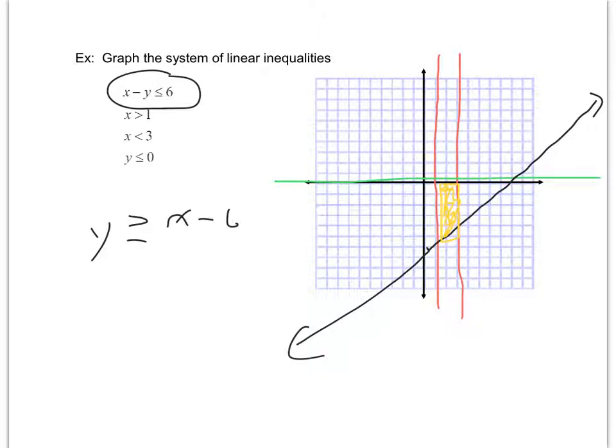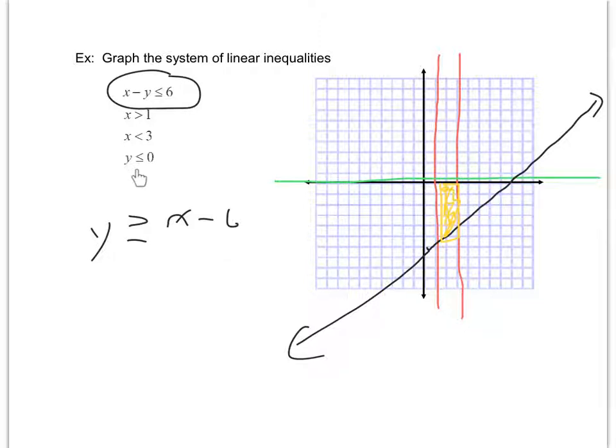X is greater than 1, so yes, this red line should be dotted. That's a dotted red line, and it's everything to the right of that. But likewise, x is less than 3, so we have a dotted line. That's dotted. And everything is to the left of that. So far, just with the vertical lines, we have a region of possibility in between those 2 red lines.